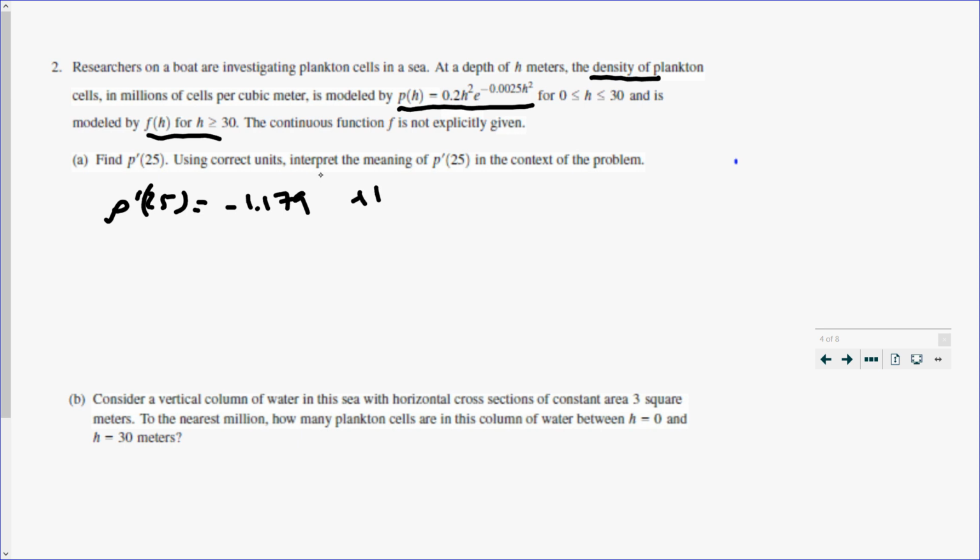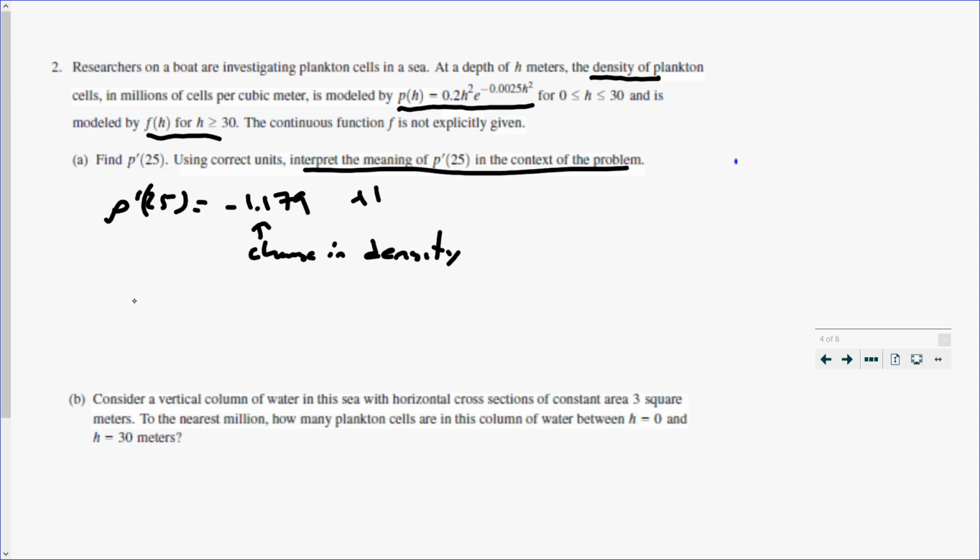But then they say something: interpret the meaning in the context of the problem. So that's saying, well, what does that negative 1.179 mean for us? Well, this is the rate of change of plankton. So they're telling us that the plankton is changing, and in this case, it's decreasing. This is the change in density of the plankton.